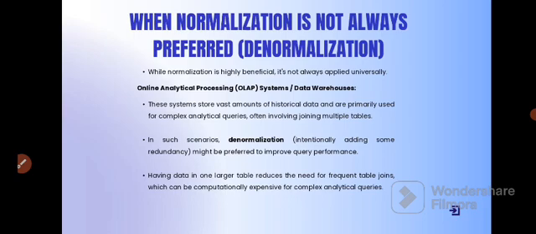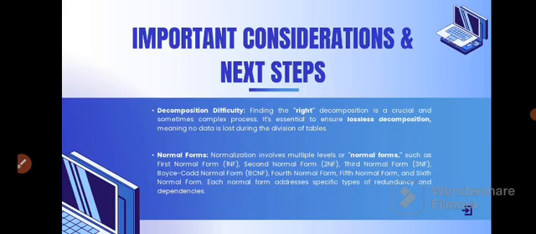Some systems store a vast amount of historical data and are primarily used for complex analytical queries, often involving joining multiple tables. In such scenarios, denormalization, intentionally adding some redundancy, might be preferred to improve query performance. Having data in a larger table reduces the need for frequent table joins, which can be computationally expensive for complex analytical queries.